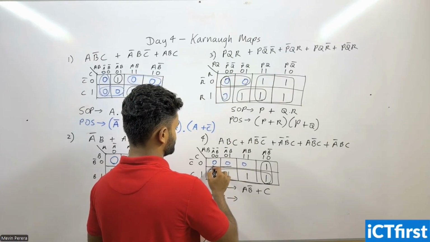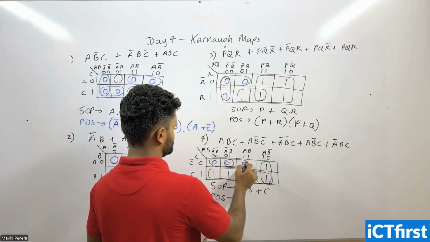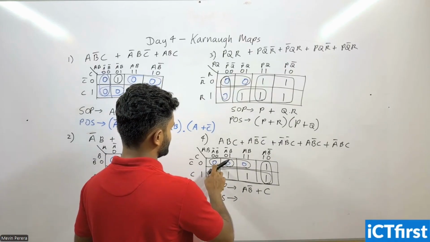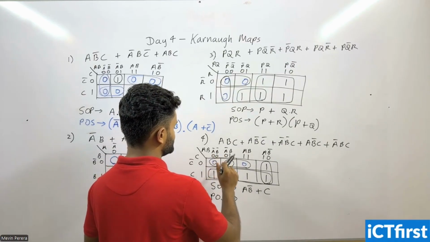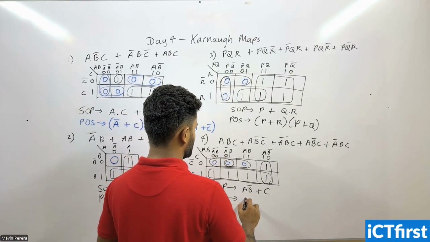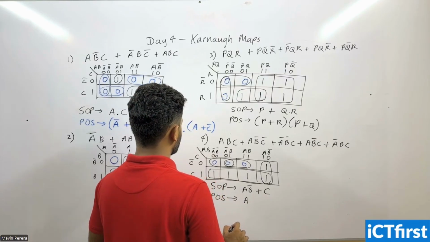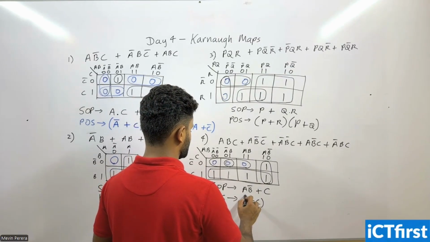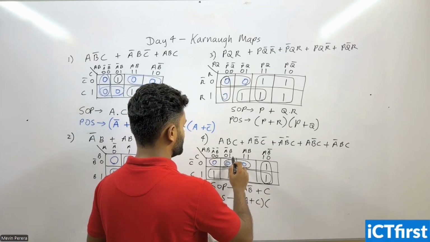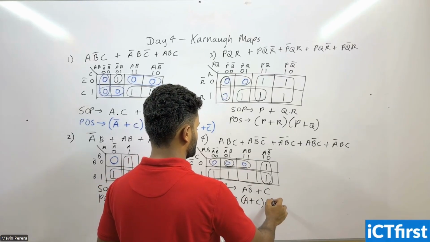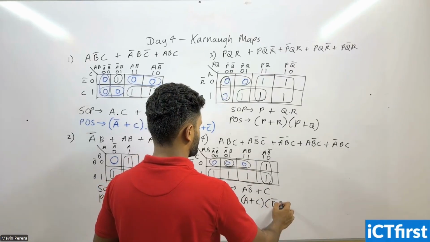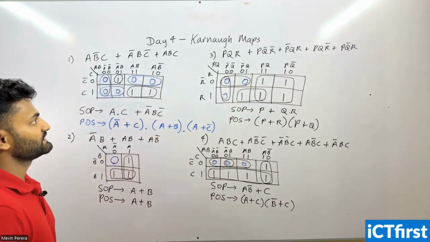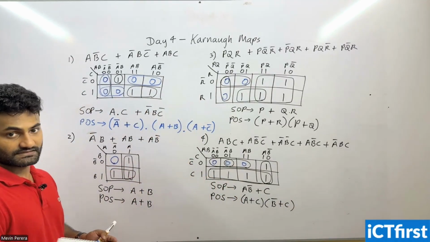So we can have two groups like this. So let's take the first one. The common one is A bar. So instead of A bar, we are writing A. And then instead of C bar, we are writing C. Here the common one is B. So instead of B, we are writing B bar. And still C is common. So this is the answer, right?